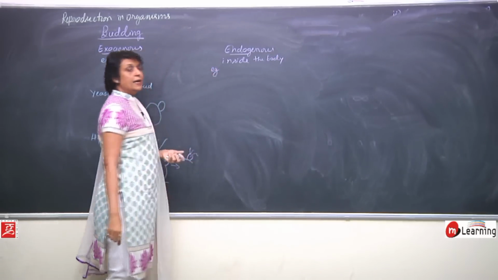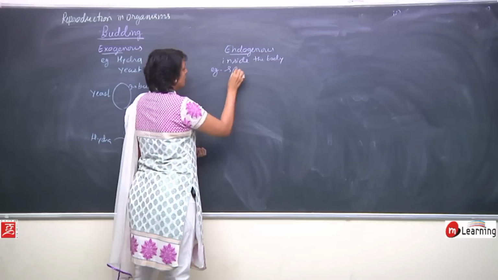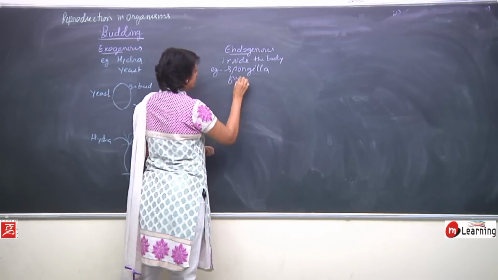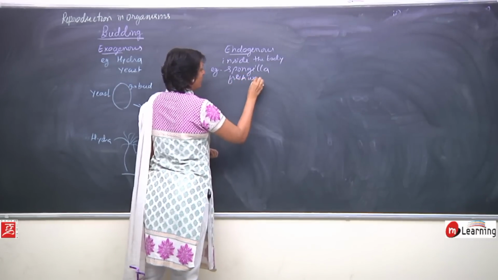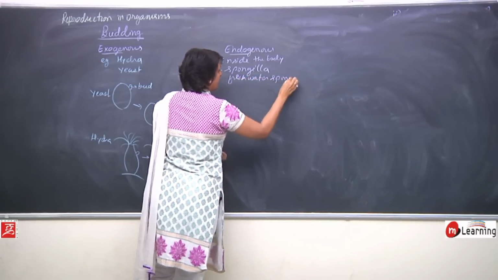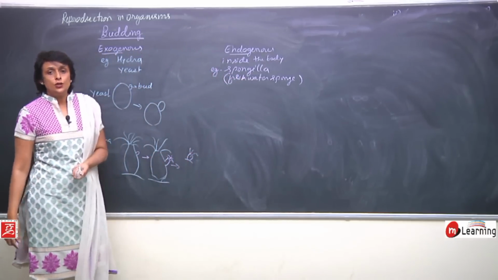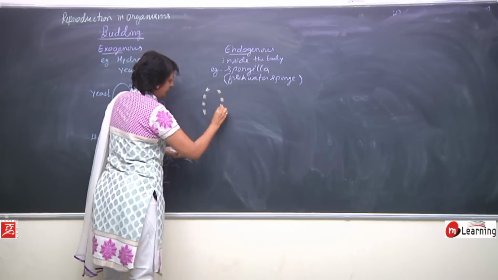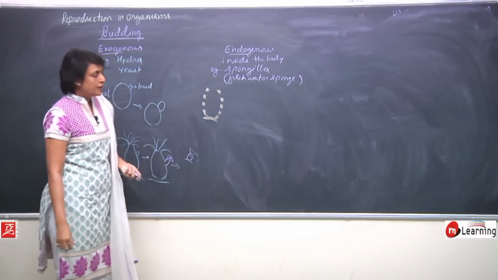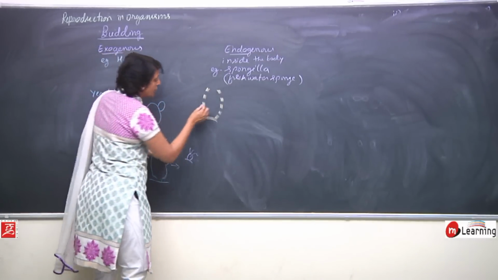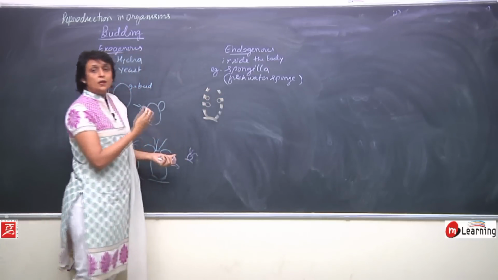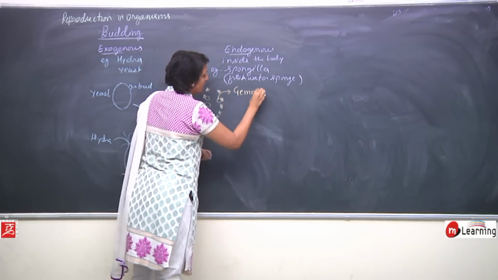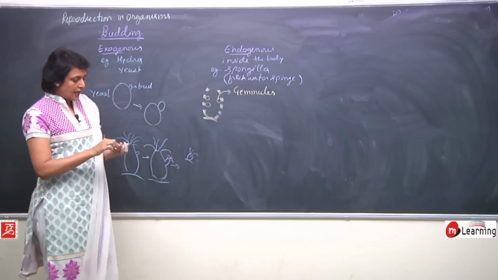The organism where we see these endogenous buds, one is a sponge, that is Spongilla. Spongilla is the only freshwater sponge, and it produces endogenous buds. So, if the body of the sponge has these ostia for inlet of water and the osculum for the outlet, the buds would grow inside here. So, you would not see them from outside till the buds come out. These buds are known as gemmules. These endogenous buds are called gemmules.